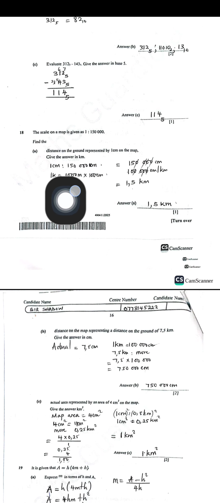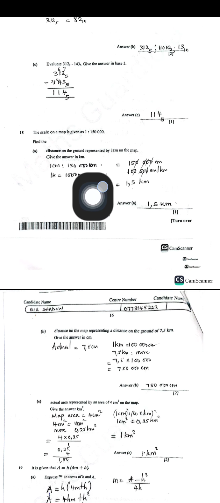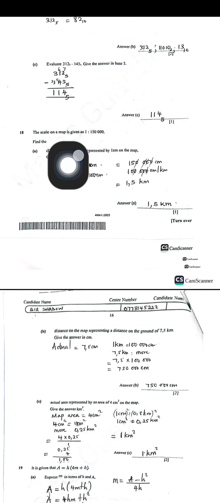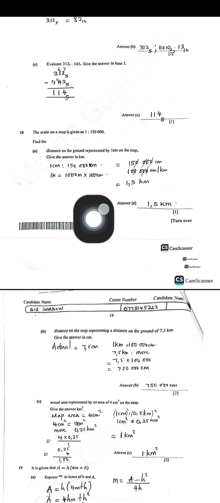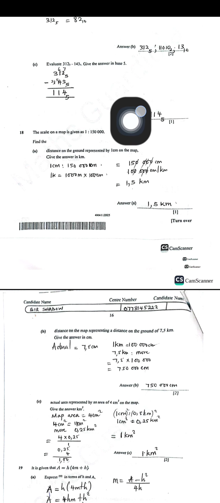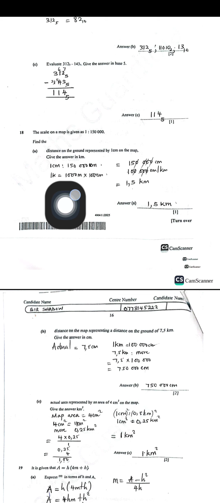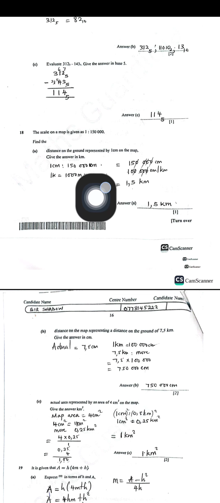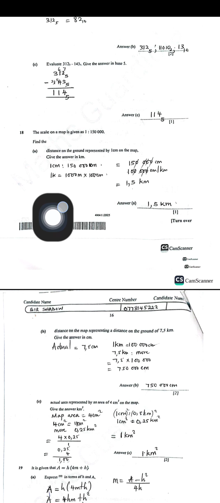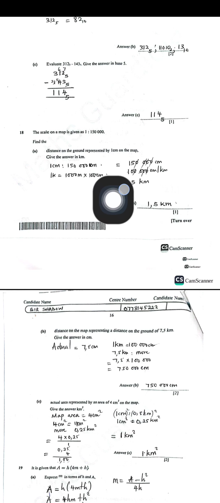Just remember, 1 centimeter on the map is equivalent to 150,000 centimeters on the ground, like given here. 1 centimeter on the paper or on the map is representing 150,000 centimeters on the ground. Right. So since you want to find the actual distance on the ground, let's now find: 1 kilometer is equivalent to how many centimeters?